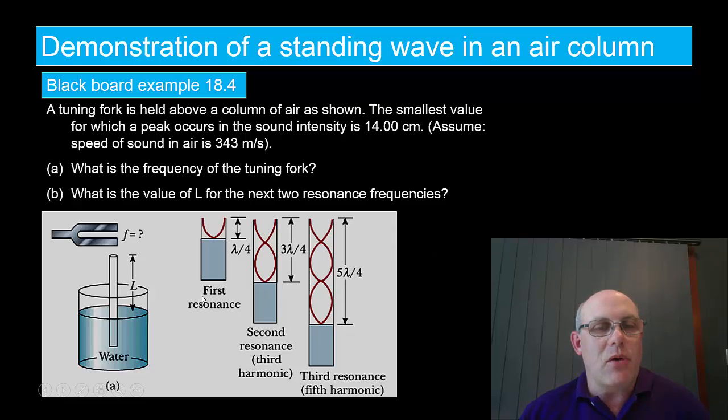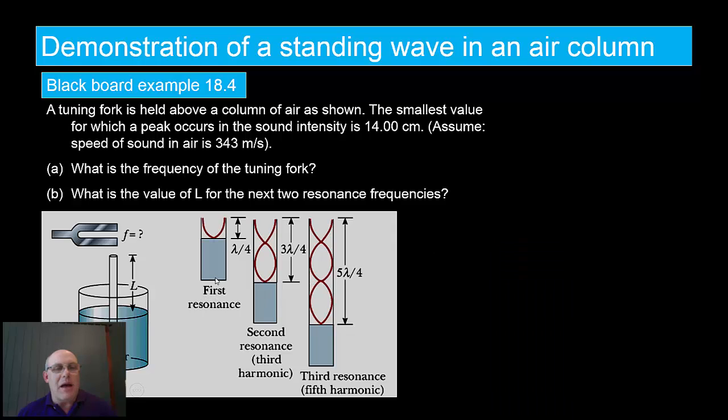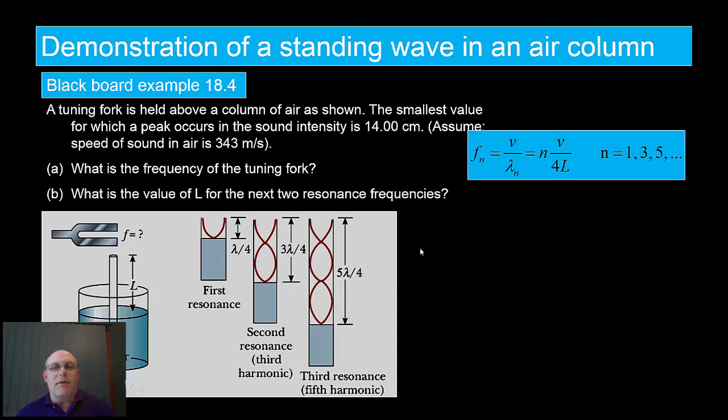So when we come through here, our first harmonic is a quarter of a wavelength. The tuning fork is held above the column. The smallest value at which a peak occurs in the sound intensity is at 14 centimetres. In other words, this length here is 14 centimetres. Assuming the speed of sound is in fact 343 metres per second, and obviously it's open at one end and closed at the other end, this is the formula we need to use.